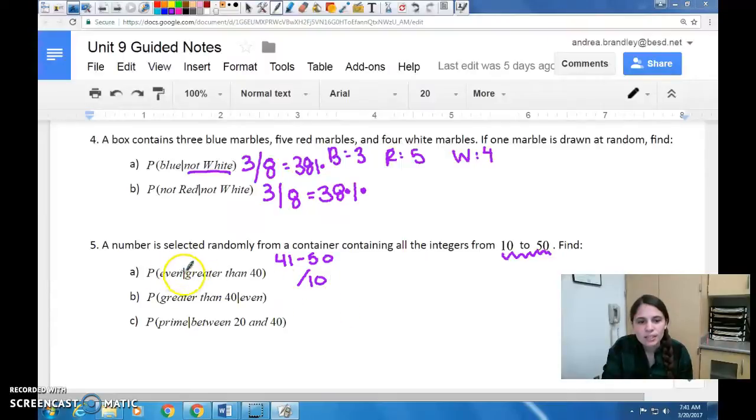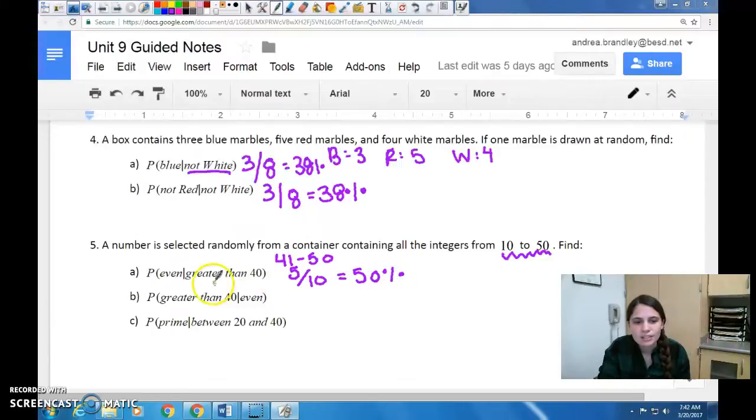And then the probability that it's even and greater than 40: we have 42, 44, 46, 48, and 50. So there's 5 numbers that are even and greater than 40. So we have 5 out of 10, which is 50%.